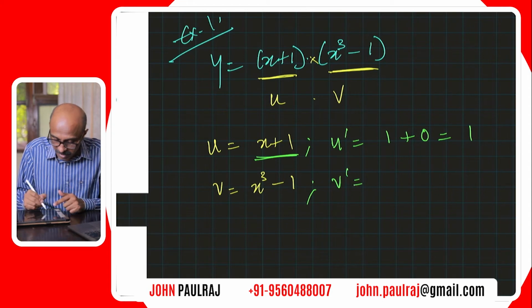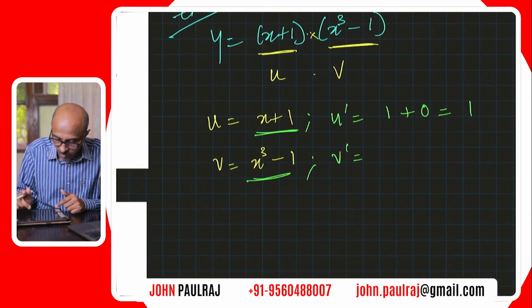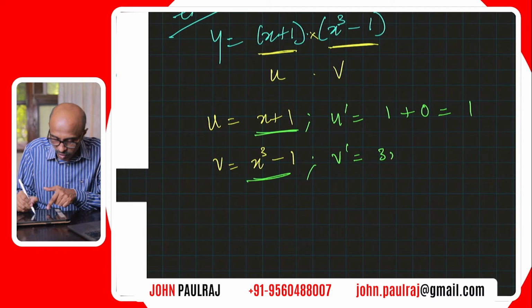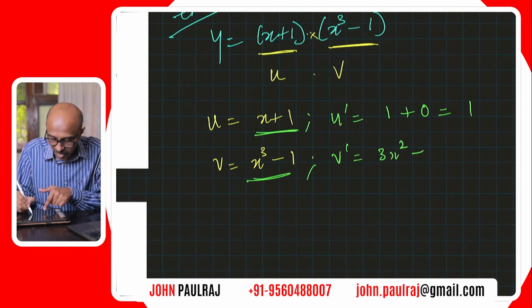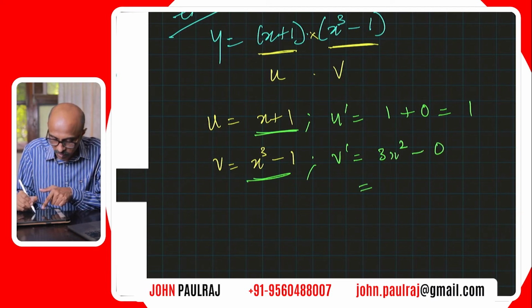v prime, the derivative of x cubed minus 1. The derivative of x cubed is 3x squared, and the derivative of minus 1 is 0. So v prime is just 3x squared.